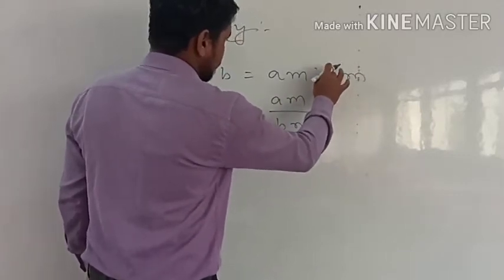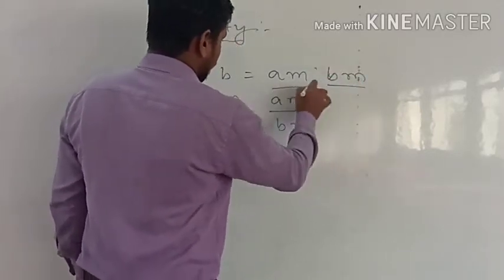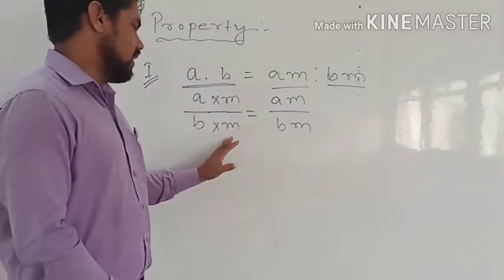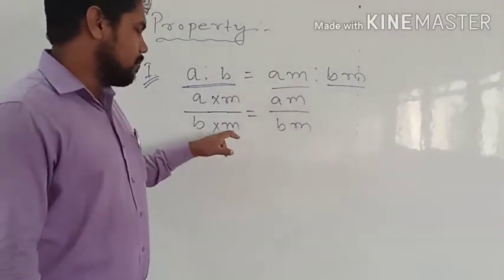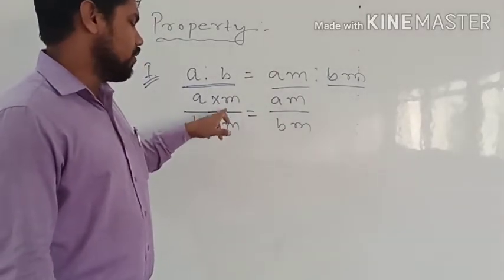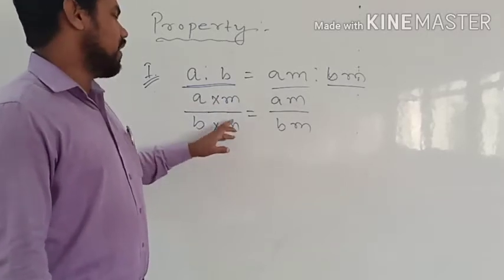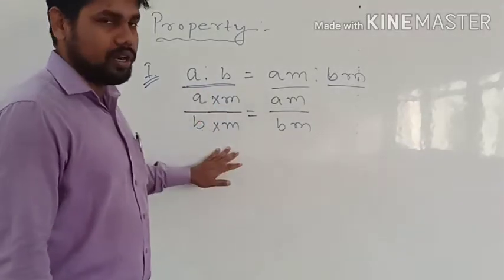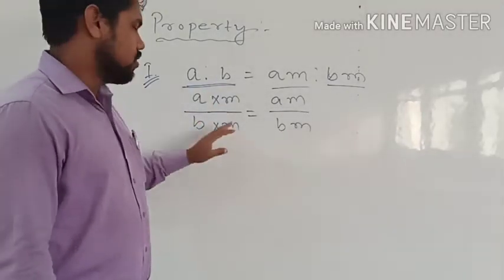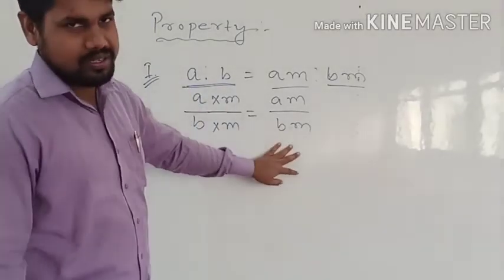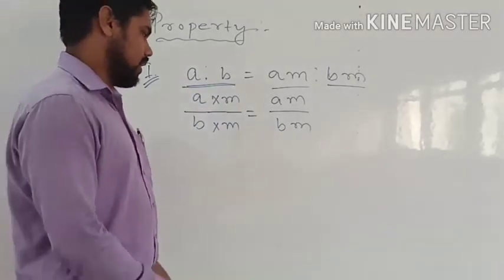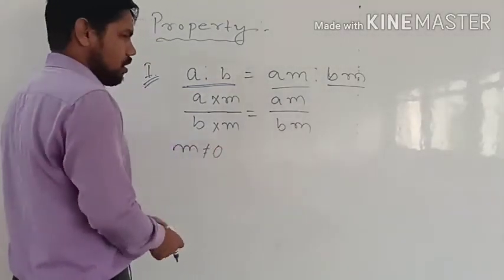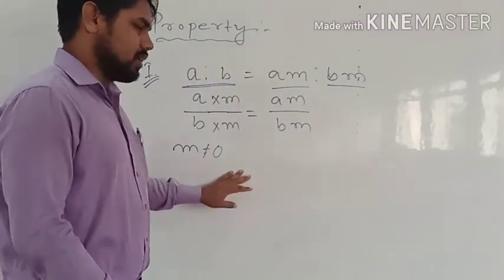Same means what? Same, you can say, is equivalent. So this ratio will be equivalent to this ratio. So very easily you can say that whatever number you are multiplying with the numerator, you can multiply with the denominator also. By multiplying numerator and denominator with the same number, the ratio of that particular fraction will not change. It will remain equivalent. But here you have to take care of one most important thing, that m should not be 0. M should not be 0 means the number should not be 0.